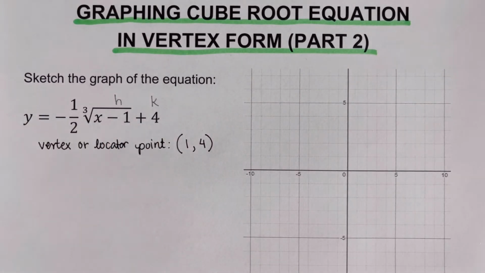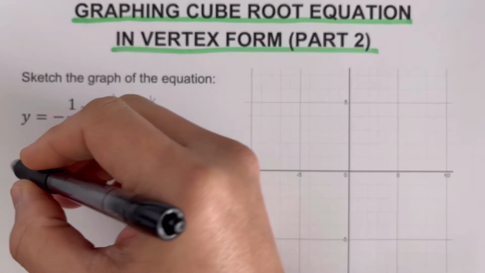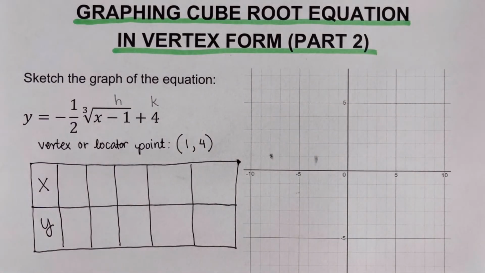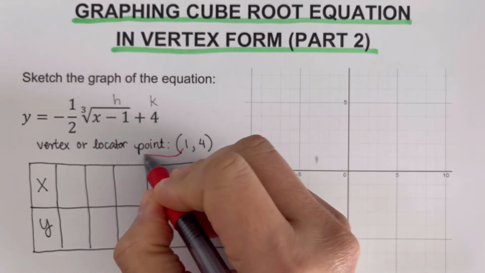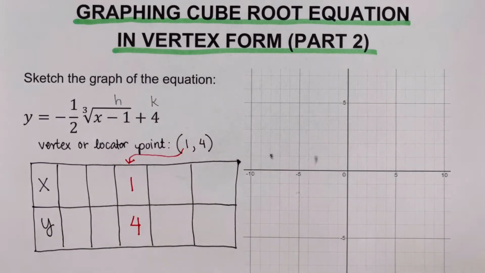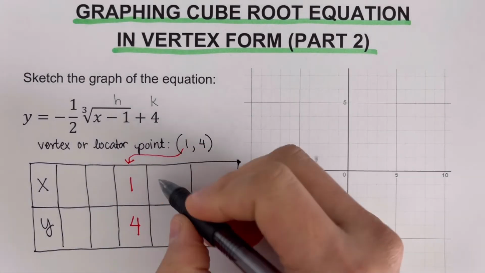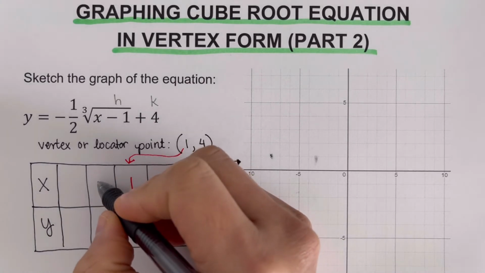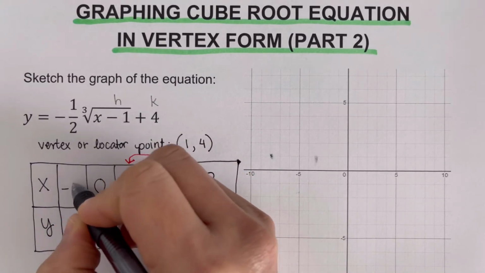The second step is to create and complete the table of values. I'm going to draw the table of values down here. We fill in the values for x, starting with the locator point, which we place in the middle. That would be 1 and 4. After 1, we can write 2 and then 3. We go the other way with 0 and negative 1.